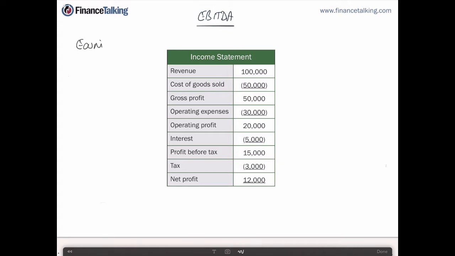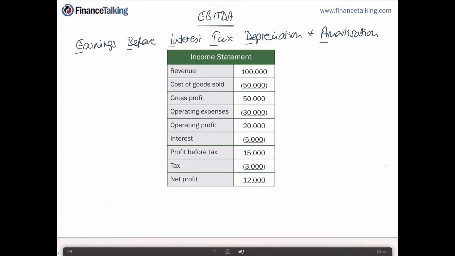That's EBITDA. So, what is EBITDA and what's it used for? Well, first of all, it stands for earnings, that's profit, before interest and tax, and also before depreciation and amortization. So, EBITDA is just a form of profit, and it's similar to operating profit or EBIT, earnings before interest and tax.